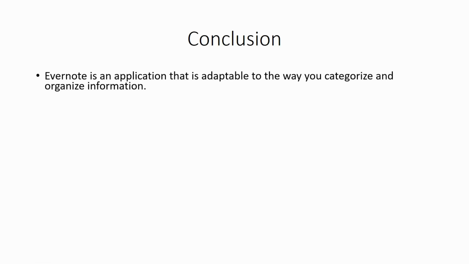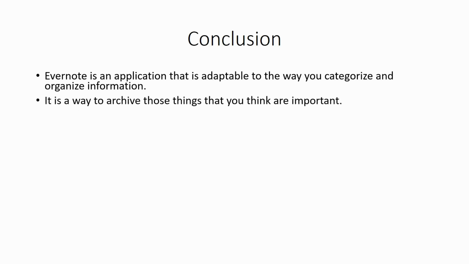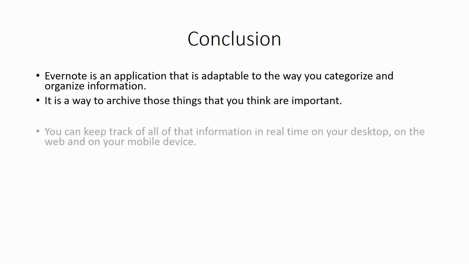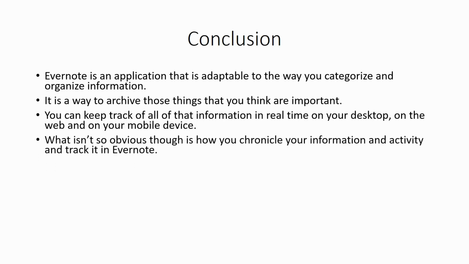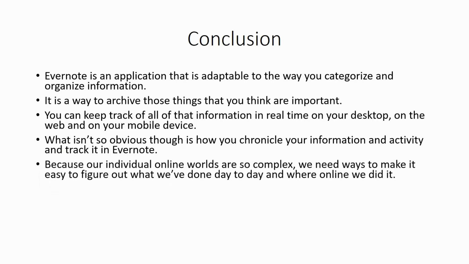In conclusion, now Evernote is an application that is adaptable to the way you categorize and organize your information. It's a great way of being able to organize those things that you personally think are important from day to day. Now you can keep track of all of that information in real time on your desktop, on the web, and on your mobile device, and have them all agree. Now, what isn't so obvious, though, is how you chronicle your information and your activity and also track that activity in Evernote. Now, because our individual online worlds are so complex, we need ways to make it easy to figure out what we've done day to day and where online we've actually done it.